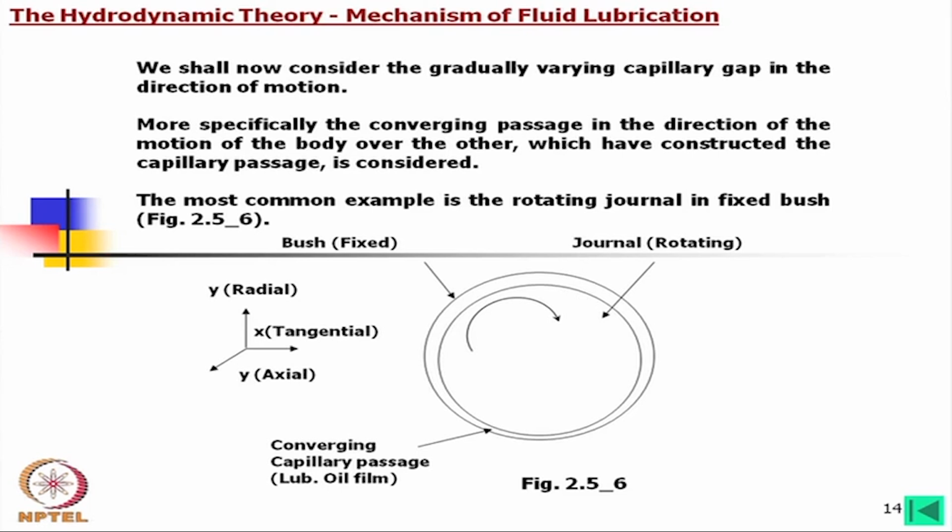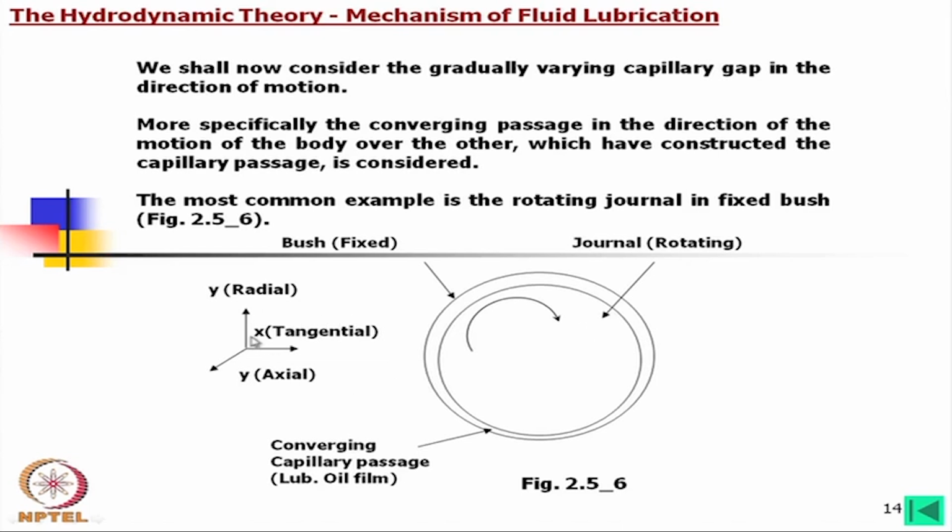Now, look at this. Usually in a journal bearing, there will be a gap. That means, if we measure the inside diameter of the bush and the outside diameter of the journal, you will find that there is a difference. This difference is in the order of microns. So maybe 20, 30, 40 microns gap is there for the journal lubrication.